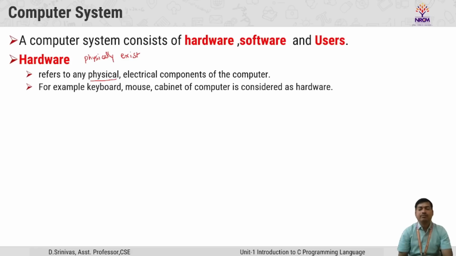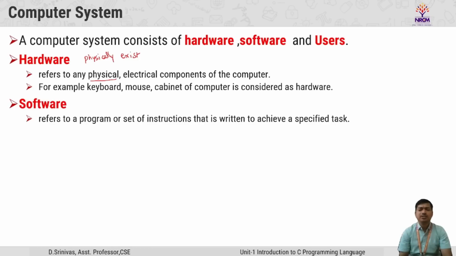Like for example, your keyboard, mouse, cabinet of computer, consider anything. These all physically exist. We can touch and we can feel it. The second one is software. This is nothing but a set of instructions. It's a program. In terminology, we also call it a program.